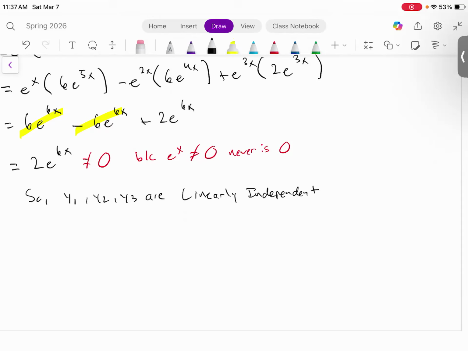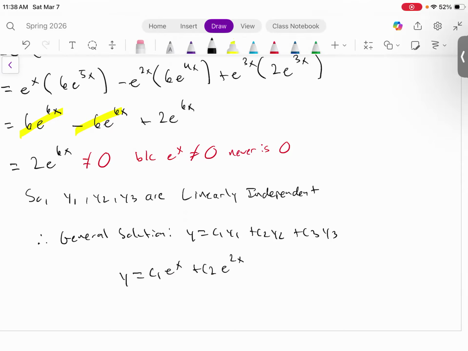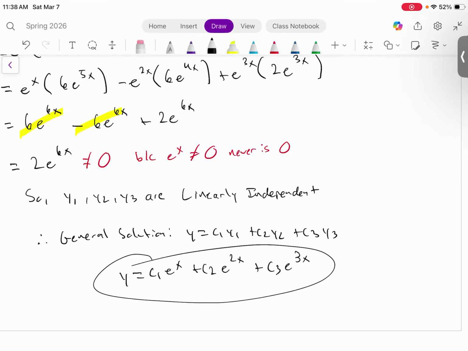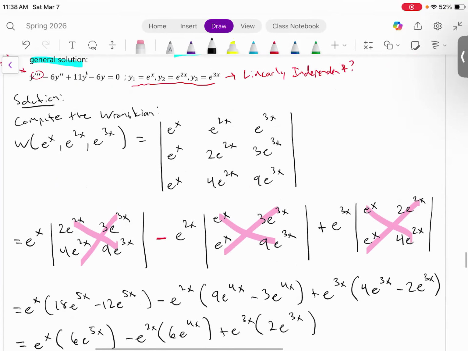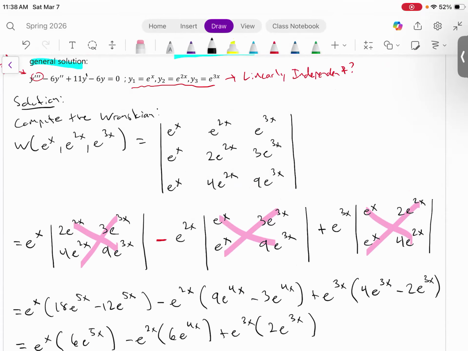Okay? So therefore, the general solution would look like y equals c1 y1 plus c2 y2 plus c3 y3 for this third order. So it's y equals c1 e to the x plus c2 e to the 2x plus c3 e to the 3x. And that's our general solution. So, a little bit of a different flavor since we had three solutions. We needed a 3 by 3 determinant, but hopefully this answers your question on how we would do that.